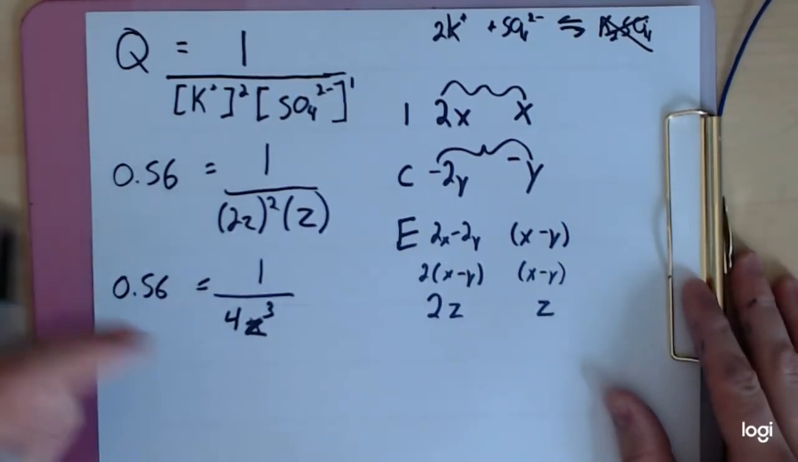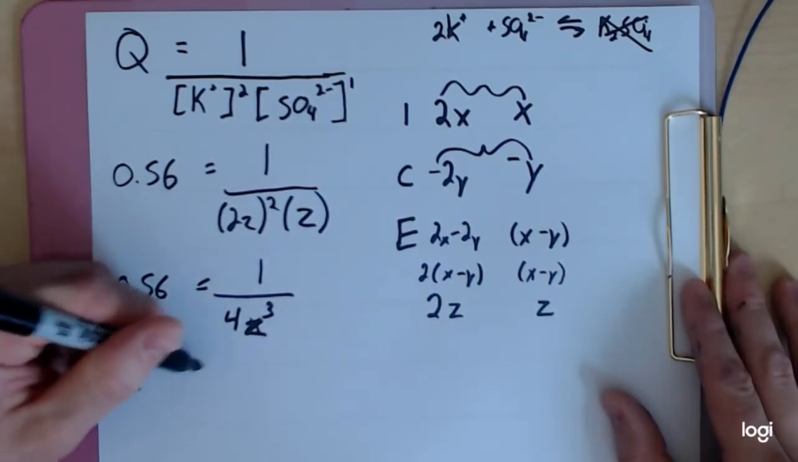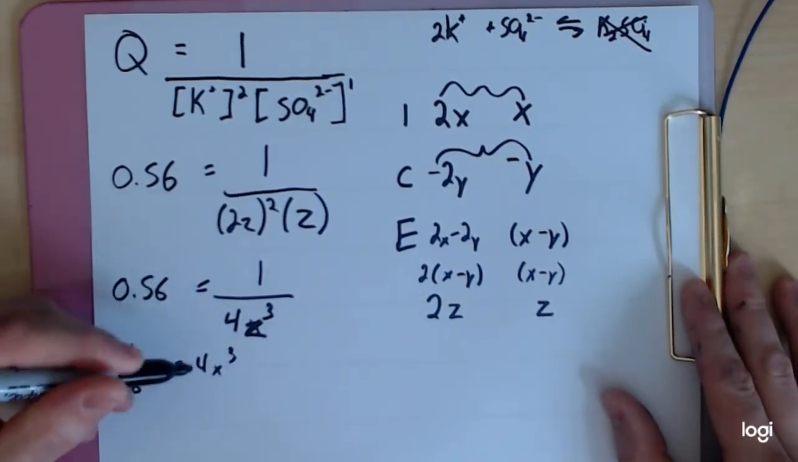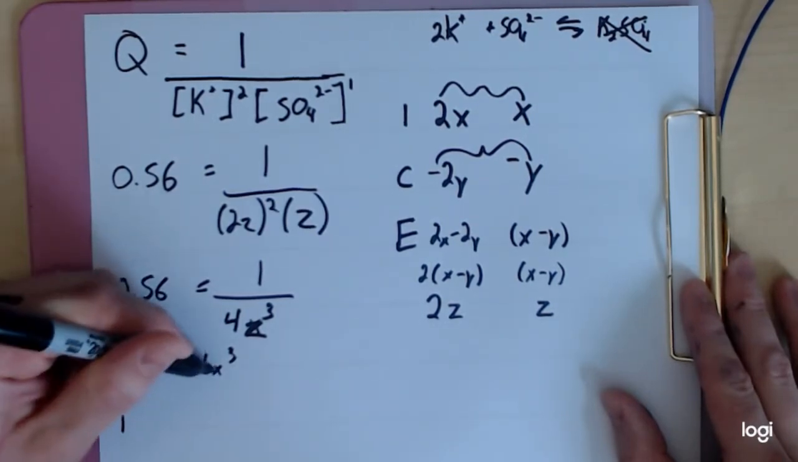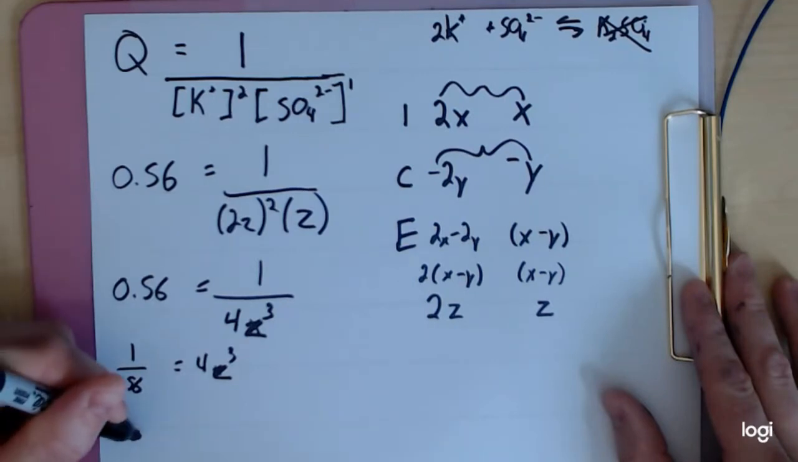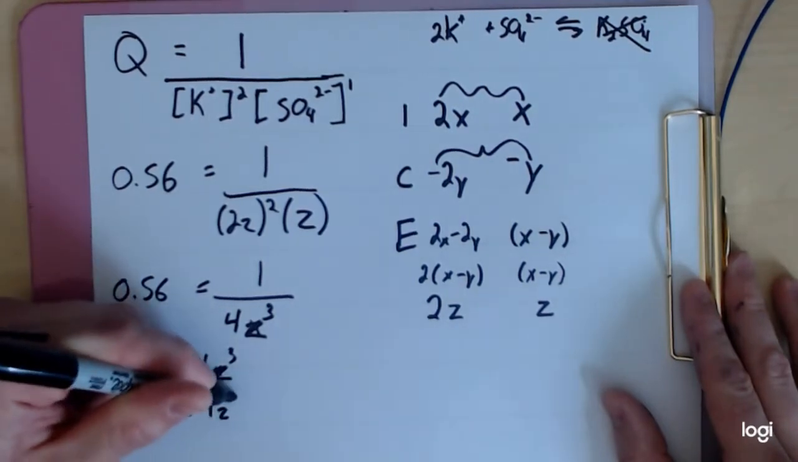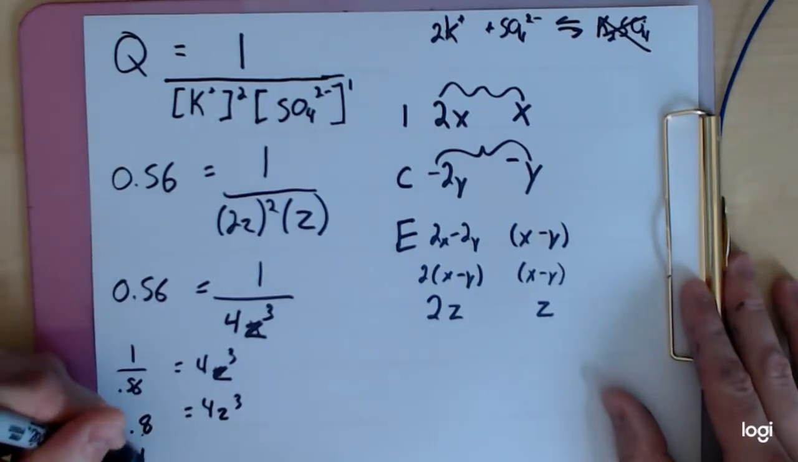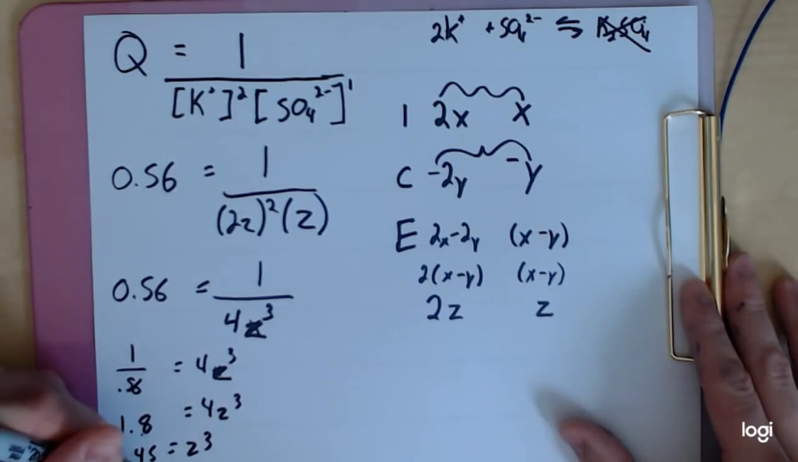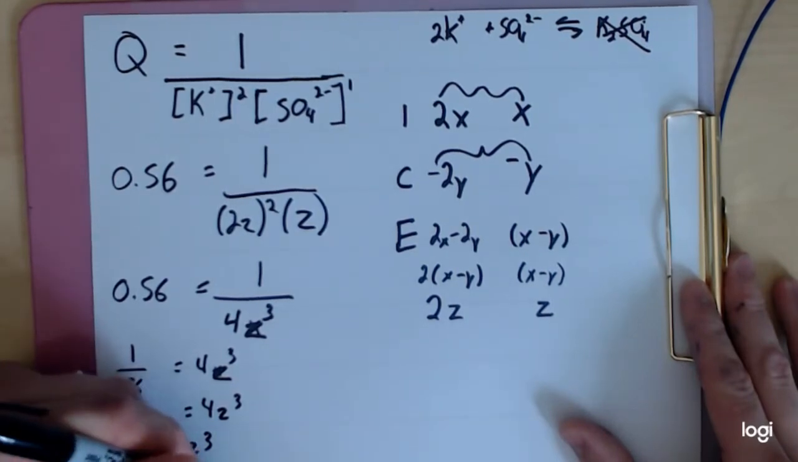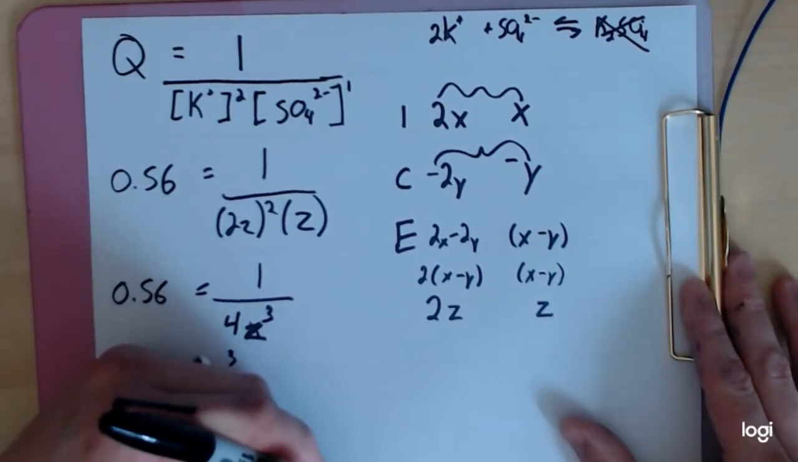Okay, now we can just solve this. I would flip it around. 1 over 0.56 equals 4z cubed. That's 1.8 equals 4z cubed, or 0.45 equals z cubed. The cube root of 0.45 equals z, and that equals 0.77.